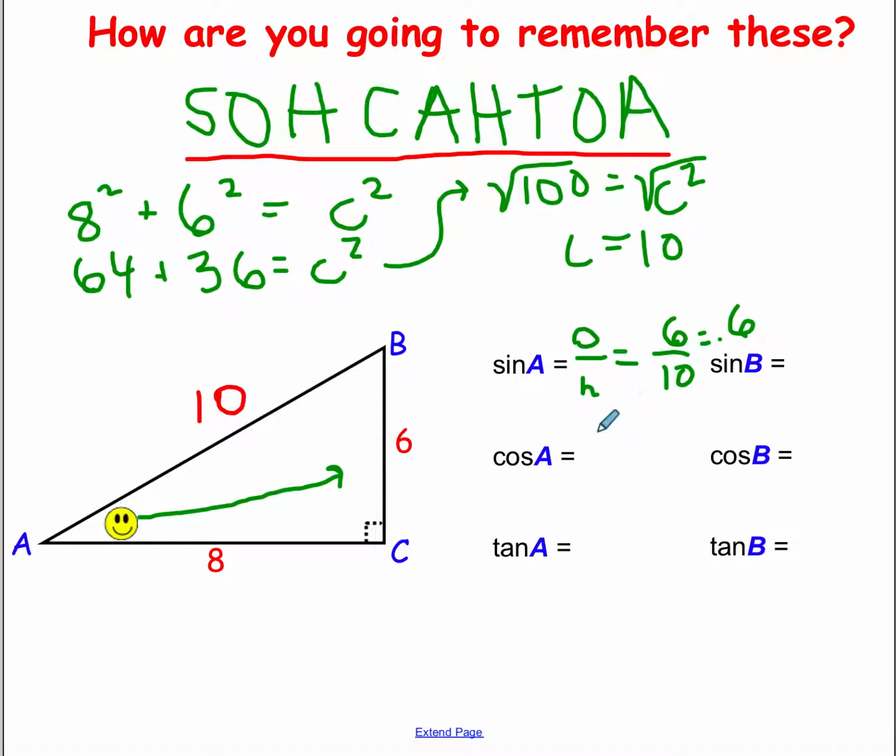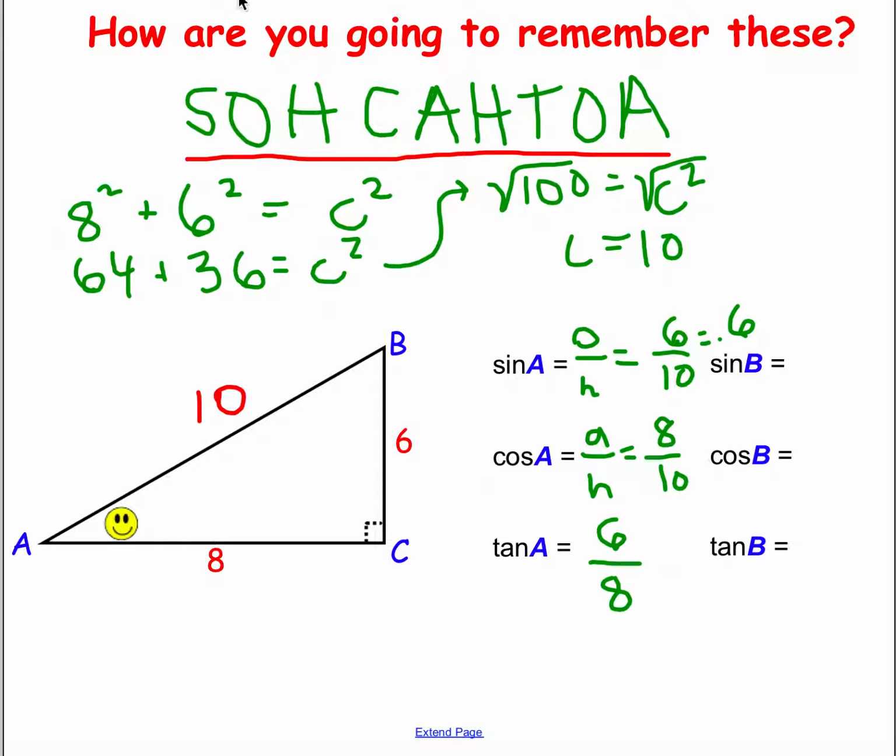Cosine of A is adjacent over hypotenuse, and the side that is adjacent to A is 8, and then the hypotenuse is still 10. Doesn't change, or 0.8 if you want to think about it that way. And tangent is opposite over adjacent, and like we've already talked about, the side that's opposite of A is 6, and the side that's adjacent to A is 8. So opposite over adjacent would be 6 over 8. And there you have it. That is sine, cosine, and tangent of angle A. Sine of A is 6 over 10, cosine of A is 8 over 10, and tangent of A is 6 over 8.